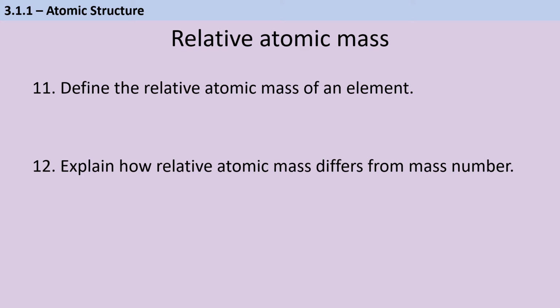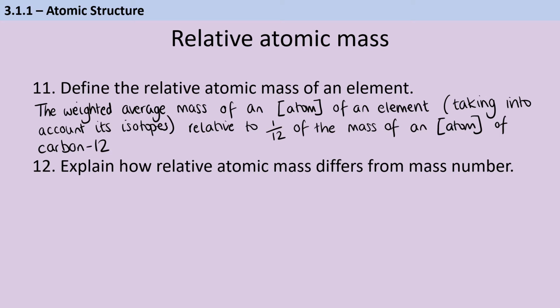So I would be saying that the relative atomic mass is the weighted average mass, in other words, we're taking into account the relative abundances of the different isotopes, of an atom of an element, compared to 1/12 of the mass of an atom of carbon-12. But as I say, you could take out the word atom and replace it with the word mole, and that definition would still make sense as long as both of the atoms became moles.